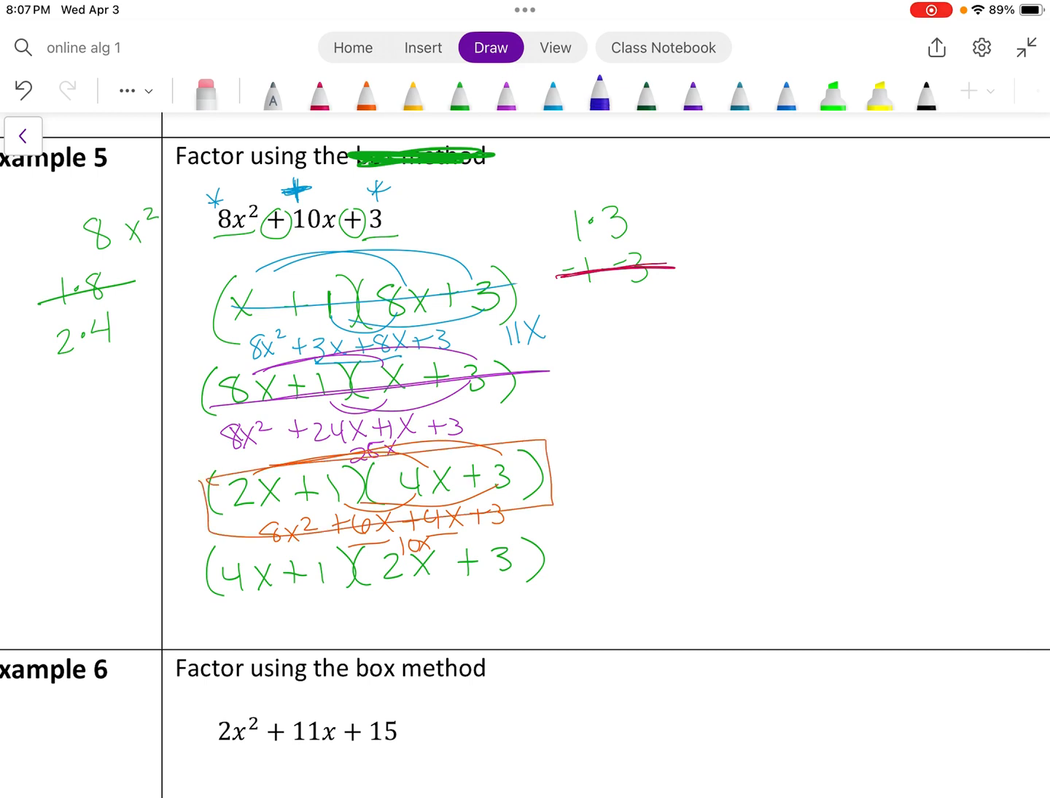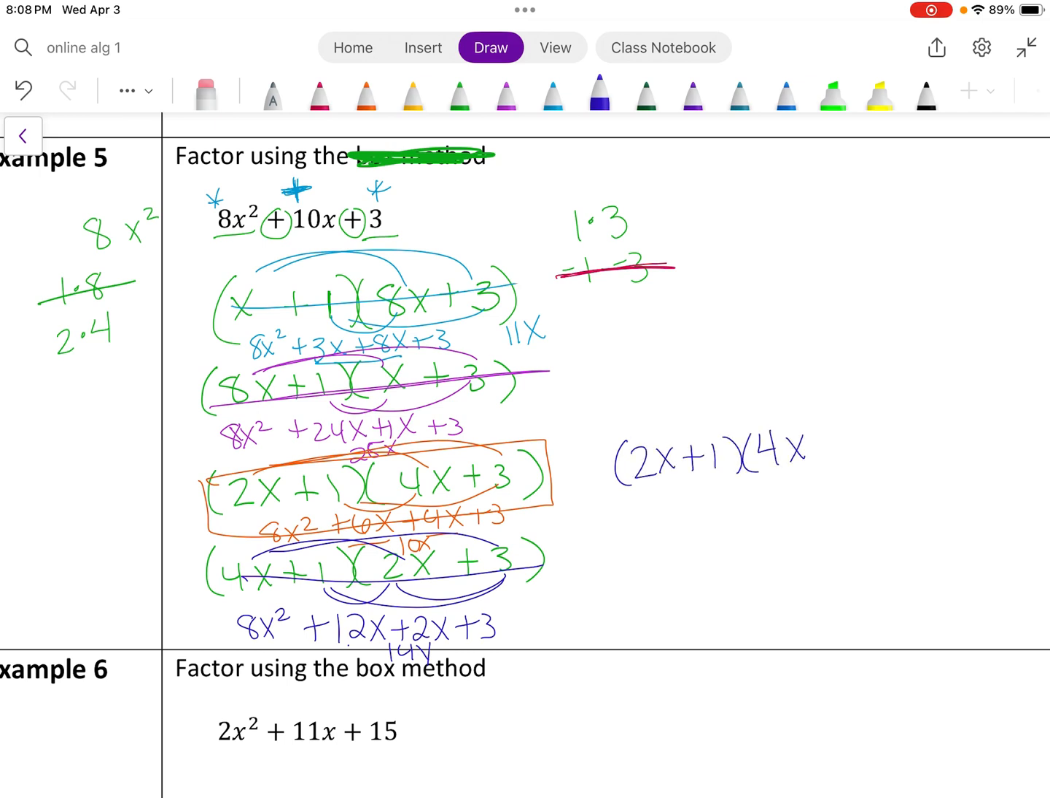Just to show you that's the only option that works, let's do that last one just to make sure. 4x times 2x is 8x squared. 4x times 3 is 12x. 1 times 2 is 2x. 1 times 3 is 3. 12x and 2x is 14x. That one doesn't work. The only one that worked, that matched our trinomial, is 2x plus 1 times 4x plus 3.